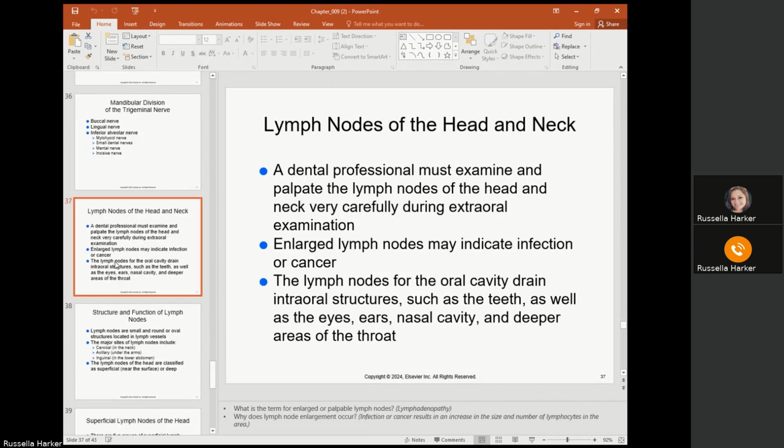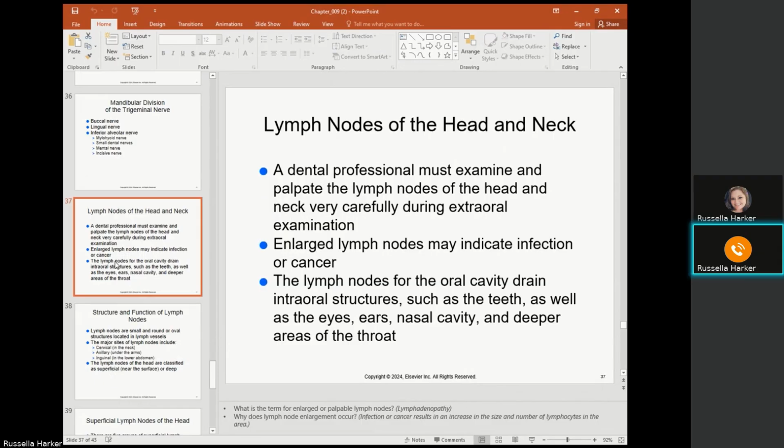So we're going to go down to the lymph nodes of the head and the neck. As a dental professional, you may not be the one examining those lymph nodes, but the doctor will, as a provider, examine and palpate the lymph nodes of the head and neck very carefully during an extraoral examination, or the examination on the outside of the mouth. They do this because enlarged lymph nodes might indicate infection or cancer, so they have to do a thorough extraoral examination on their patients to be sure that there are no indications of infection or cancer.